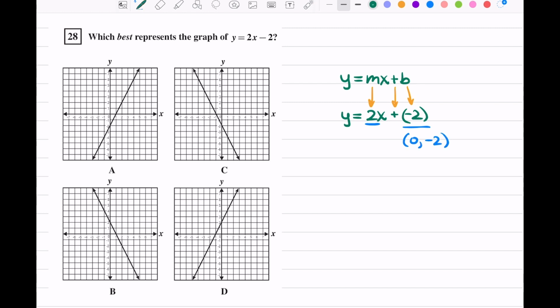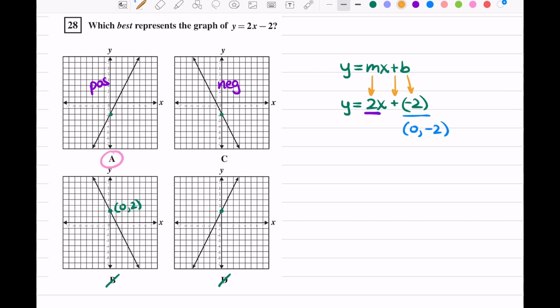Looking at our answer choices, we can already cross out b and d, because both of these have a y-intercept at 0, positive 2. Looking at a and c, both of these have a y-intercept at negative 2. However, our first graph has a positive slope, and the second graph has a negative slope. Since our equation has a positive slope of 2, our answer would be A.